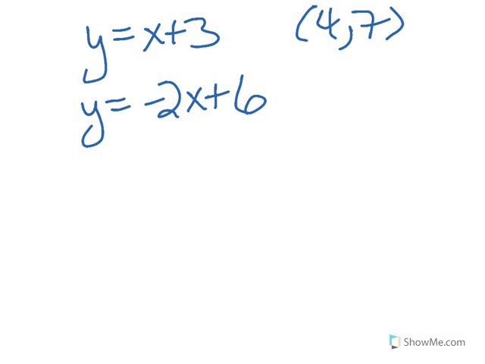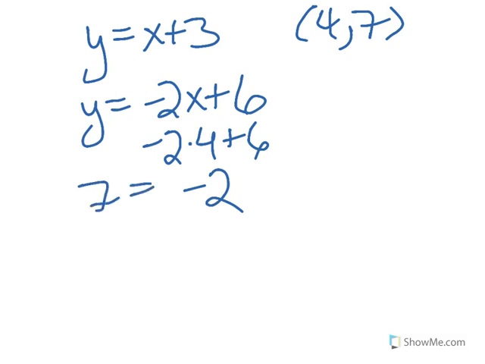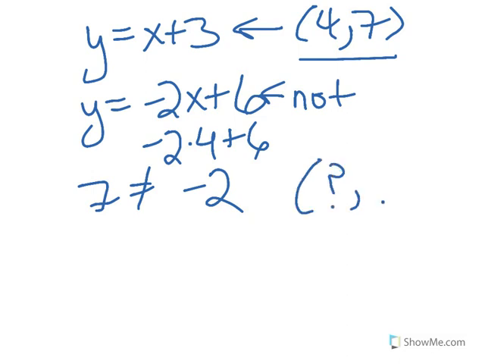But if I put those same two numbers into the other equation, it's not true. If I put 4 in for x, I'll have negative 2 times 4, which is negative 8, plus 6, which is negative 2. And that's not 7. So this point is a solution of the first equation, but not a solution of the second equation. The whole point of solving systems of linear equations is to find the ordered pairs that make both equations, in this case, true.